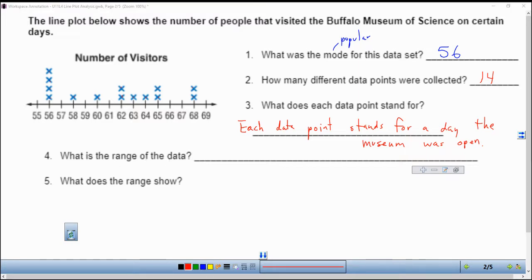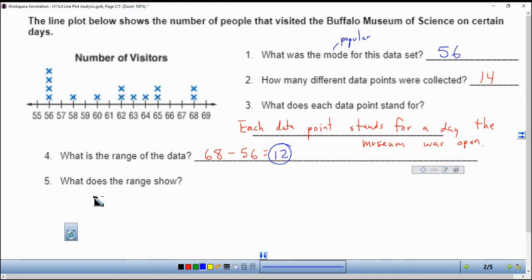What is the range of the data? And remember, the range is the greatest data point, which is 68, minus the least, which in this case would be 56. You might be thinking, well, what about 55? Well, there are no data points there. So we're looking at the greatest data point and the least data point, and we subtract them. And we get 12.